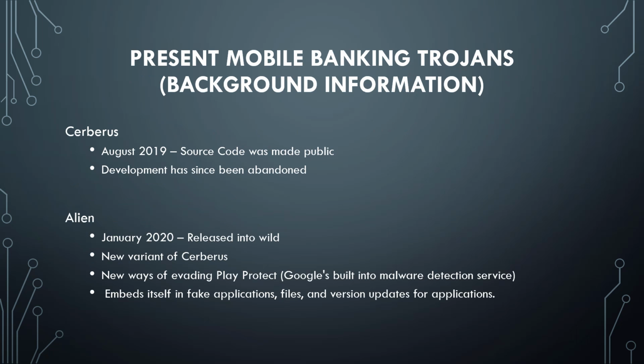Present mobile banking Trojans: the two most recent are Cerberus, where in August 2019 the source code was made public, and since then development has been abandoned. The newest type is Alien. In January 2020 it was released in the wild. It's a new variant of Cerberus. The new method this type is employing is new ways of evading Google Play Protect, which is Google's built-in malware detection service. It enables itself in fake application files and version updates for applications.